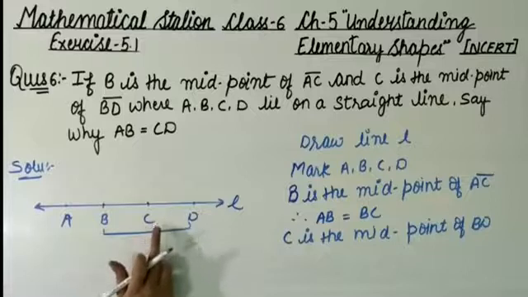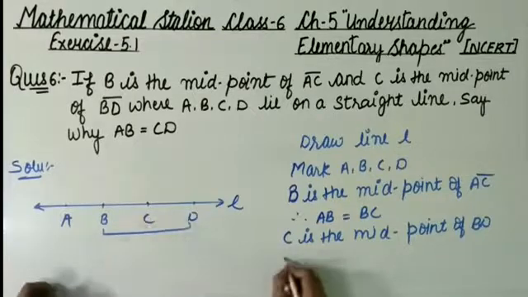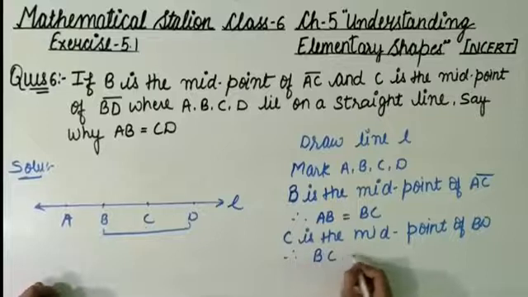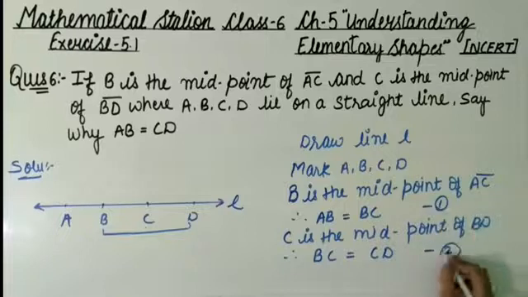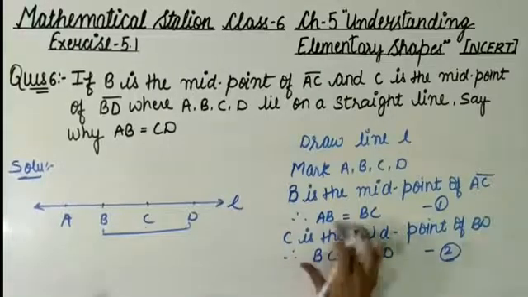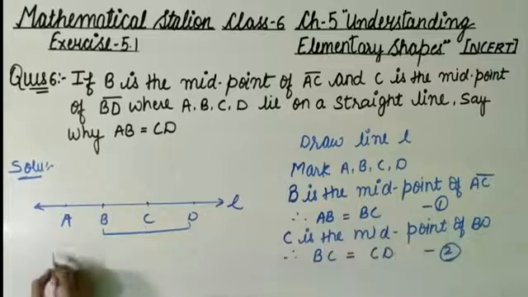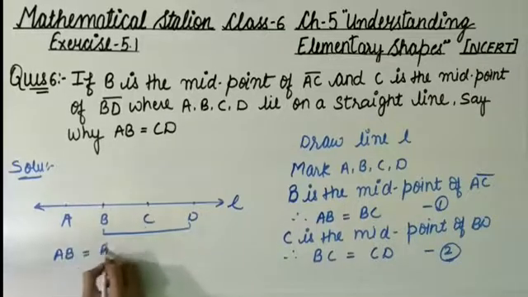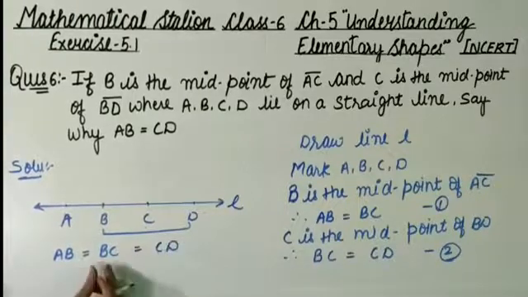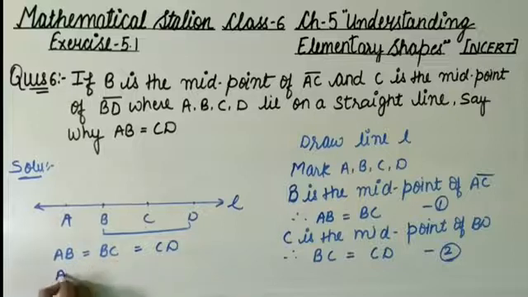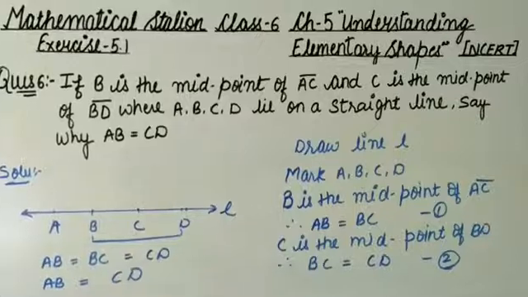Since C is the midpoint of BD, therefore BC equals CD. Now what we can see here is AB equals BC and BC equals CD. One is our equation 1 and another is equation 2. AB equals BC and this same BC is equal to CD. Now it is clear that AB equals CD. So it is proved that AB equals CD. So this was our question number 6. Okay student, if you have any doubt you can ask.